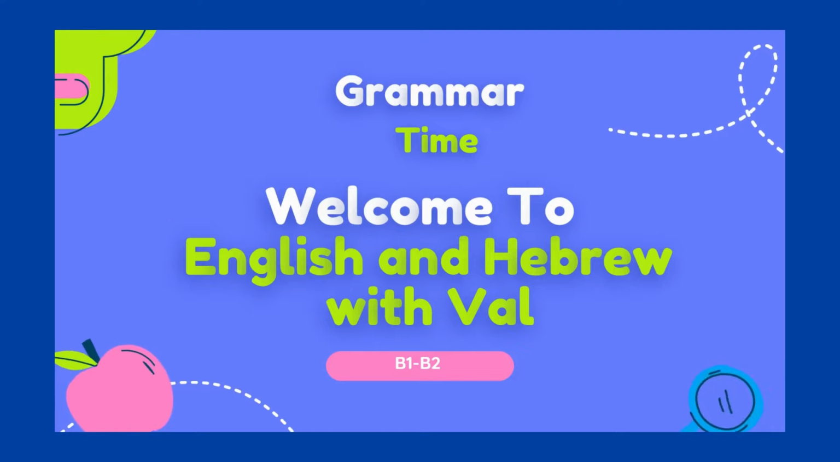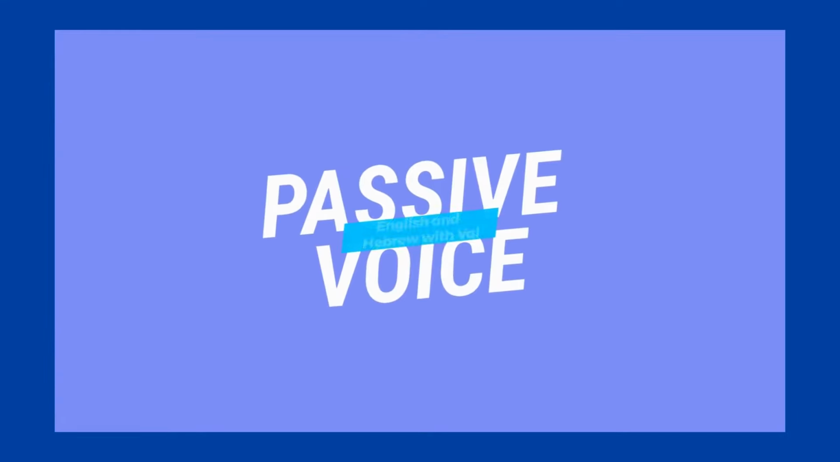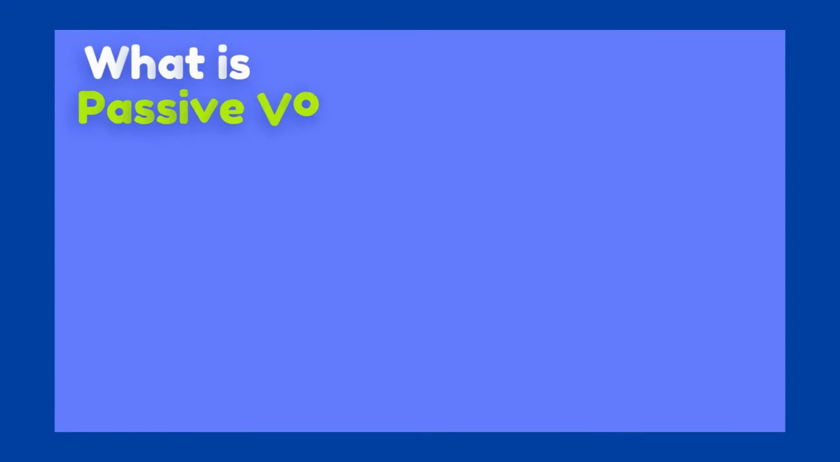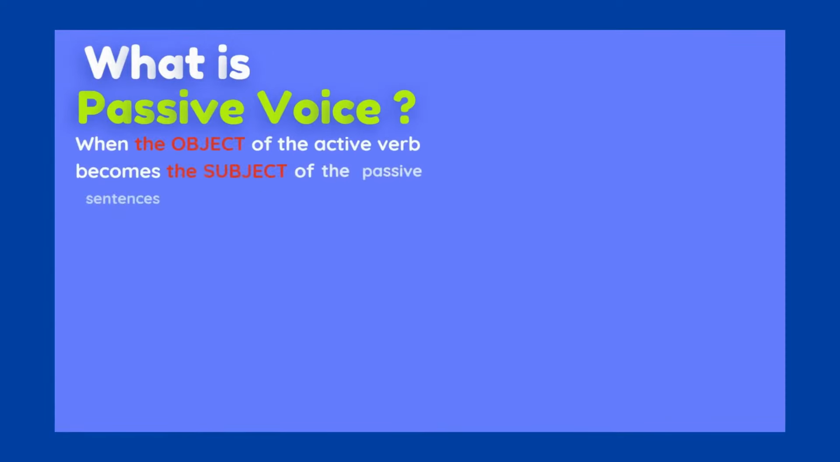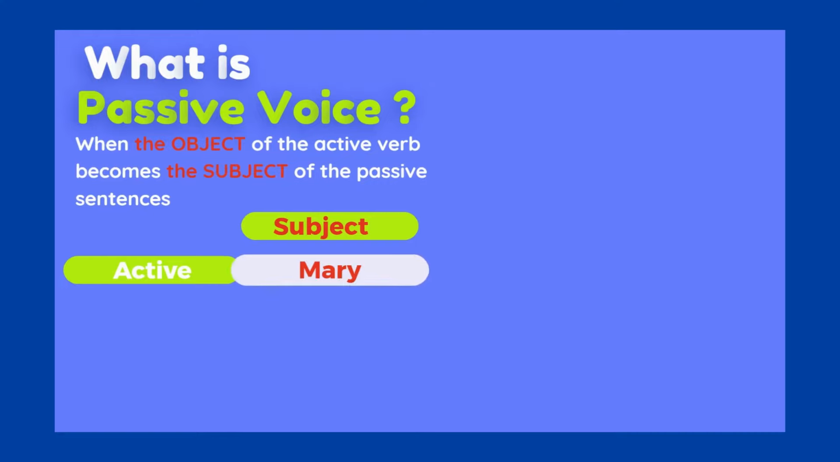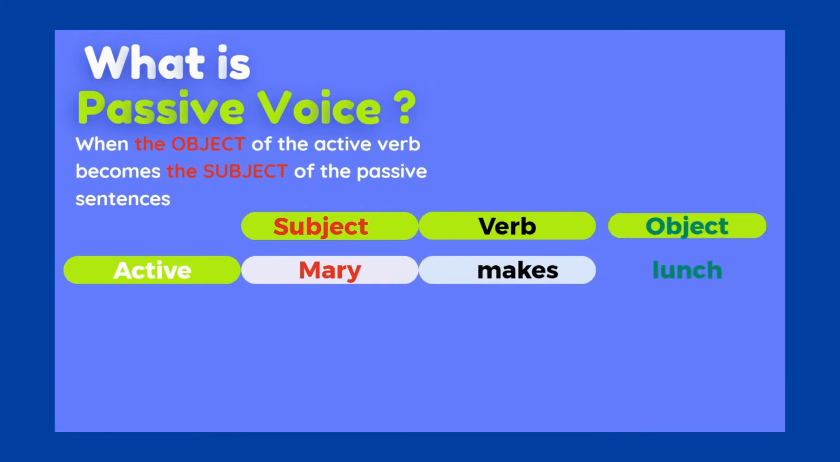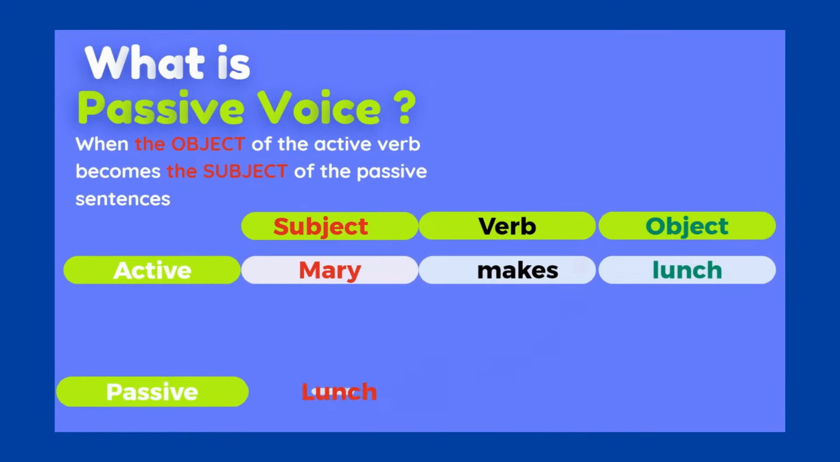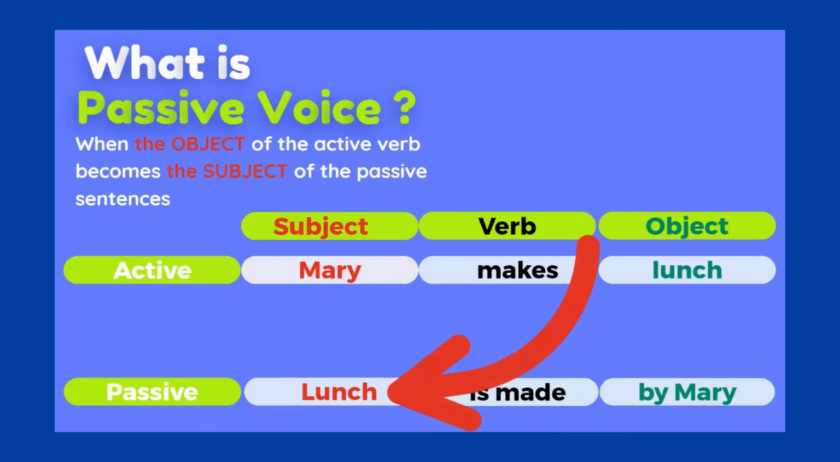It's grammar time for level B1, B2. Today we are going to speak about passive voice. What is passive voice? It is when the object of the active verb becomes the subject of the passive sentence. For example, the active sentence: Mary makes lunch. Remake in passive voice: Lunch is made by Mary.